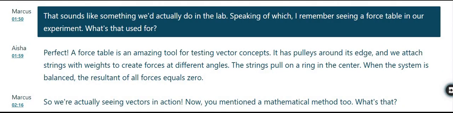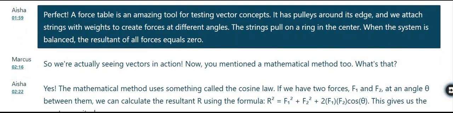Speaking of which, I remember seeing a force table in our experiment. What's that used for? Perfect. A force table is an amazing tool for testing vector concepts. It has pulleys around its edge, and we attach strings with weights to create forces at different angles. The strings pull on a ring in the center. When a system is balanced, the resultant of all forces equals 0. So we're actually seeing vectors in action.